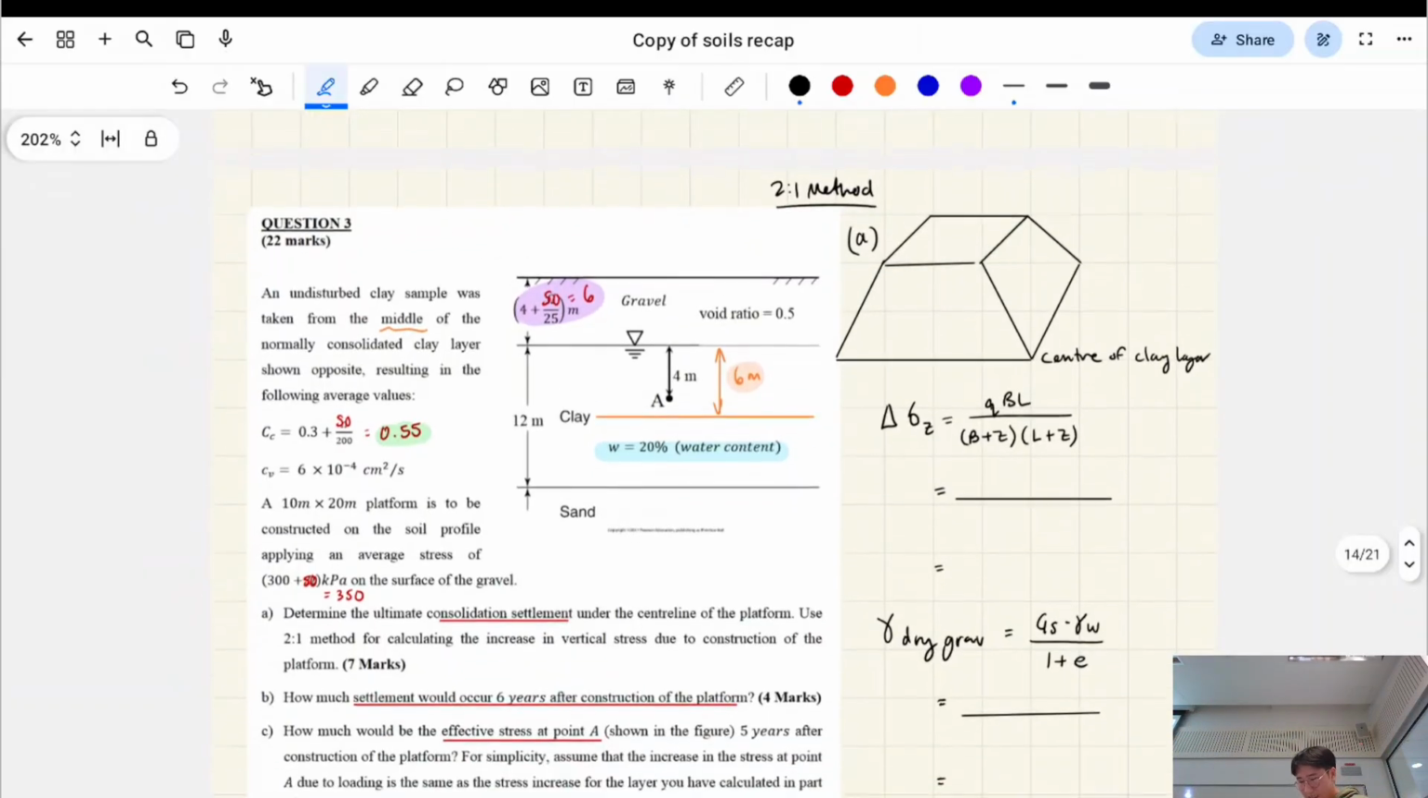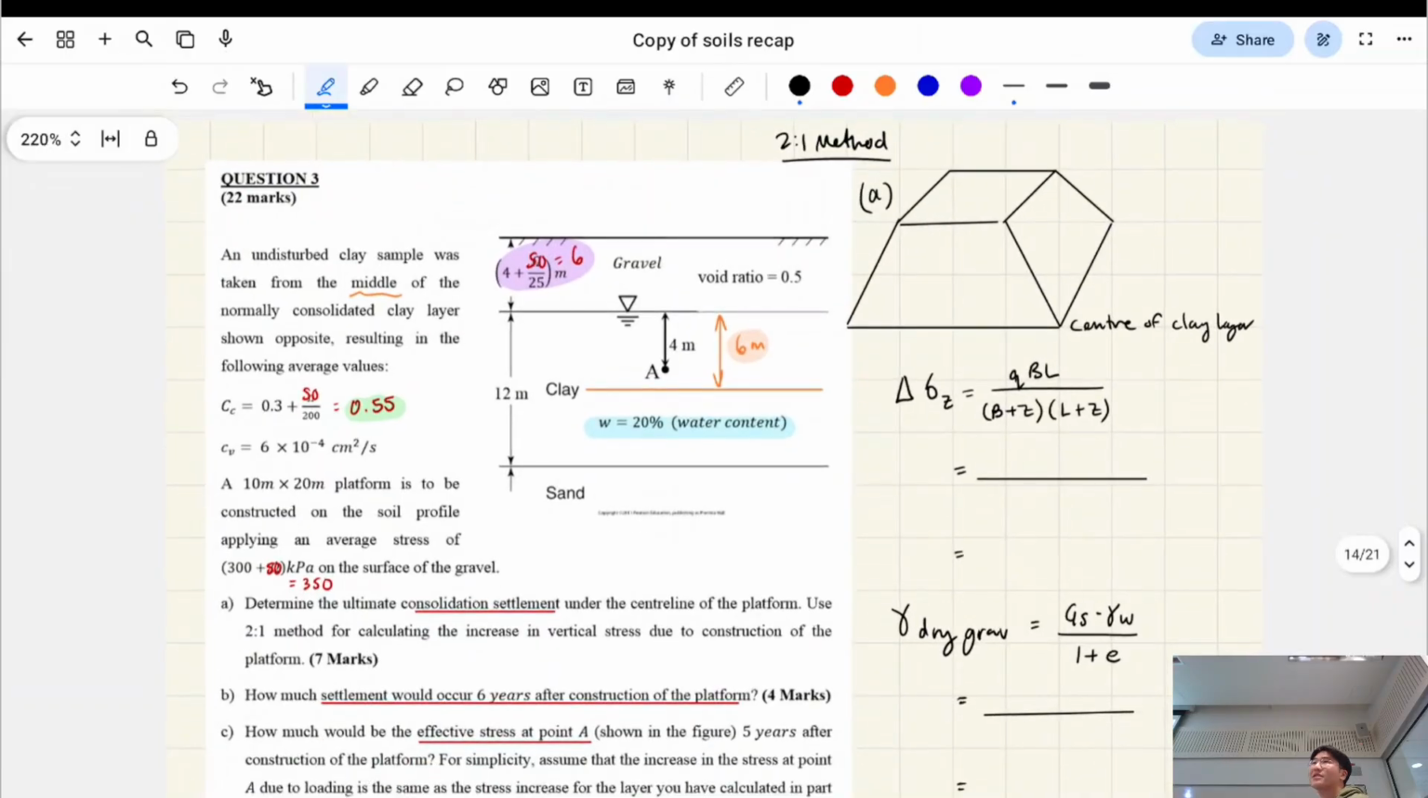Okay, so the next type of question we're gonna cover is consolidation. I'll show you what the exam questions will look like, then we'll jump back to the theory, and then we'll go back to the exam question. So here's how it's presented. We basically have 3 layers of soil. We're looking at a cross section here. We have gravel at the top, clay in the middle, and then sand at the bottom. Whenever you're dealing with this consolidation question, we care about the clay, and I'll tell you why.